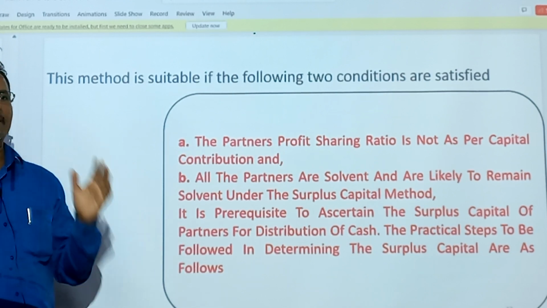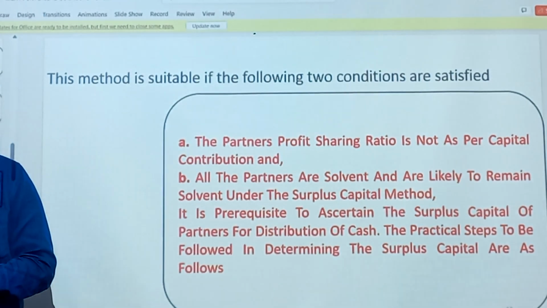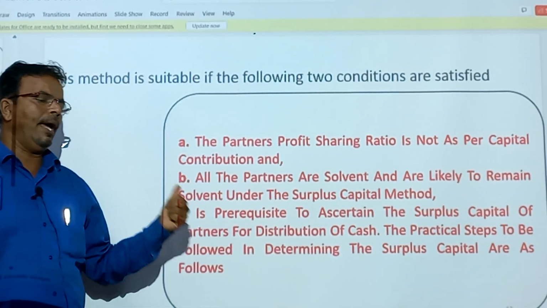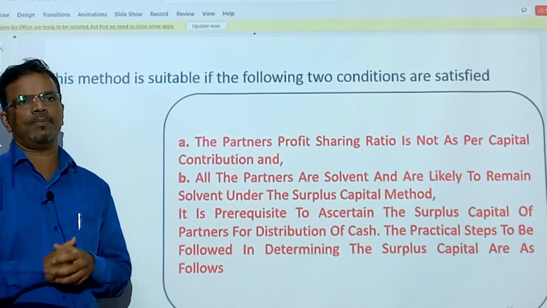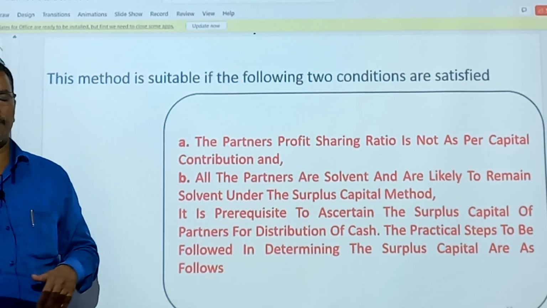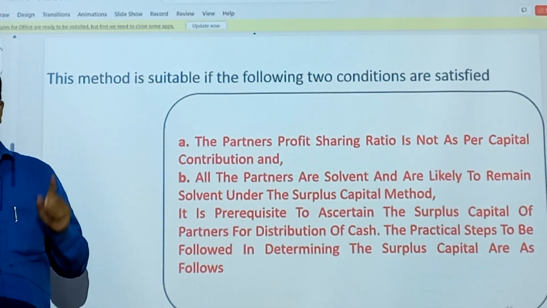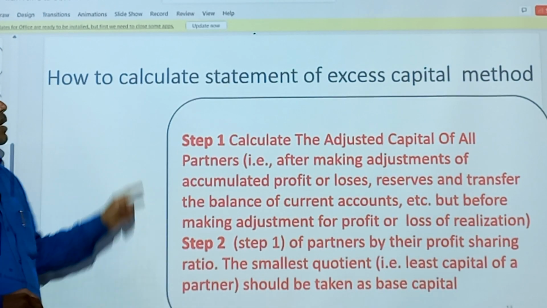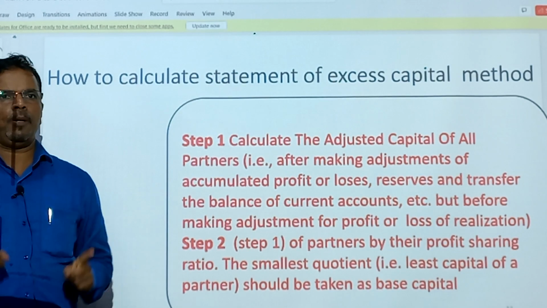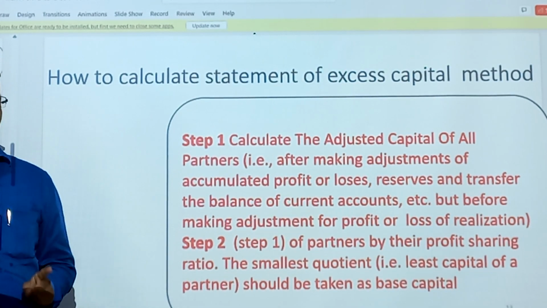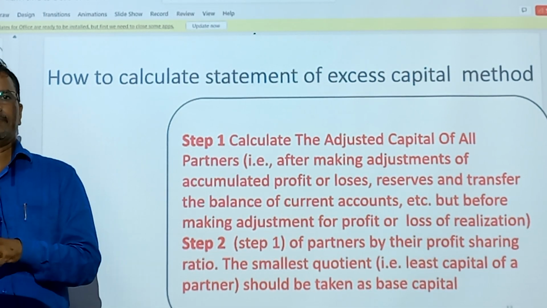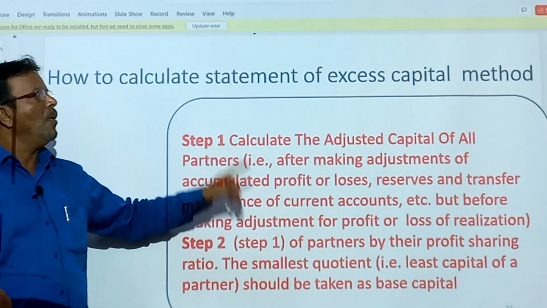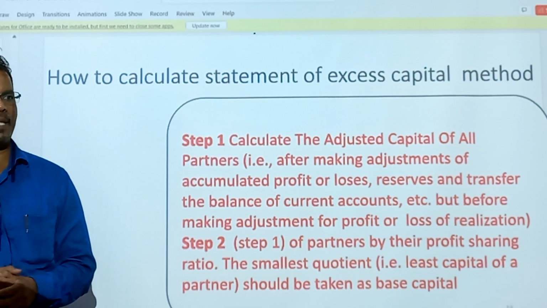Second, when the partner is solvent. Solvent means their assets are more than liabilities. At that moment we will follow this method. And when a partner is insolvent, meaning liabilities are more than assets, at that time we will not follow this method. After this, it's very important that we always prepare a statement of excess capital before paying the outside liability plus inside liability. So first we have to prepare the statement of excess capital.